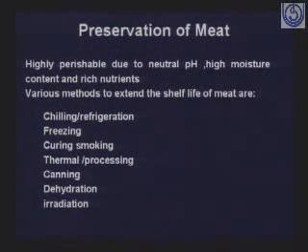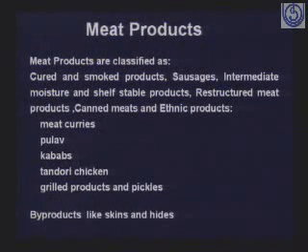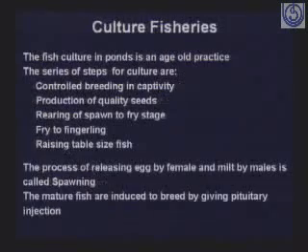Preservation of meat, it is highly perishable due to neutral pH, high moisture content and rich nutrients. Various methods to extend the shelf life of meat are chilling, freezing, curing, that is smoking, thermal processing, canning, dehydration and irradiation. There are various meat products, meat curries, pulao, kebab, tandoori chicken, grilled products and pickles, and the byproducts are skins and hides. Now we come to fisheries, culture fisheries.